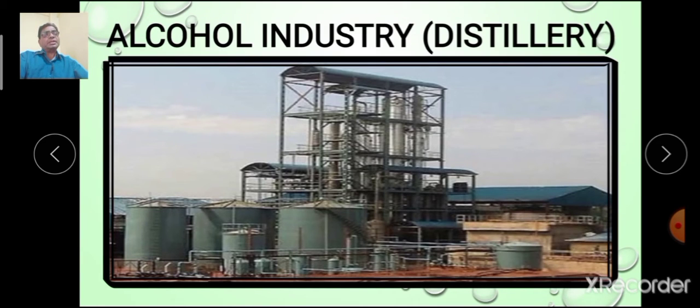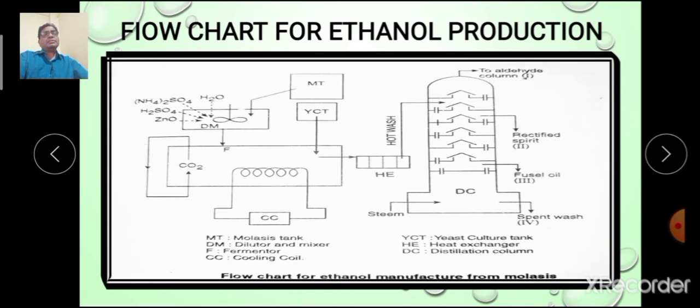This is the distillery unit. It is situated nearby the sugar industry, and this is now termed an alcohol industry. These are the molasses storage tanks, and this is the distillery. Now the flowchart diagram for the production of ethanol from molasses by fermentation method.